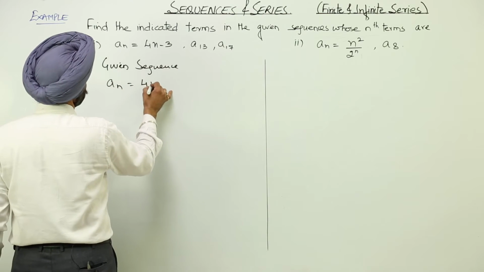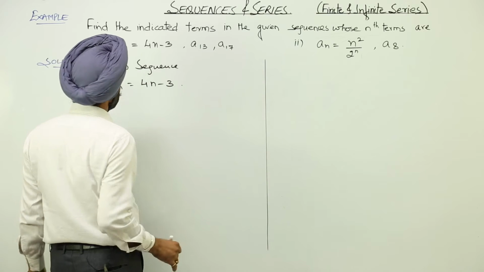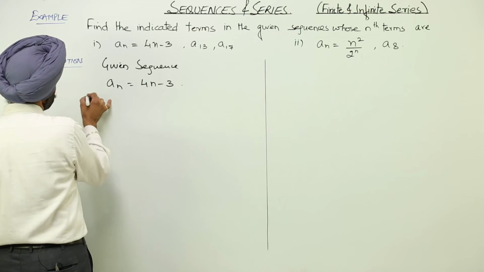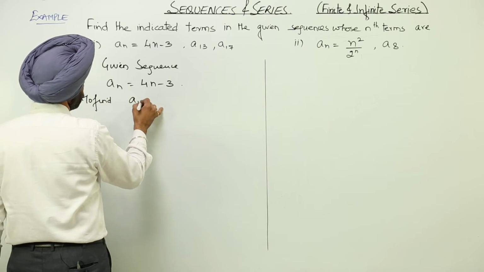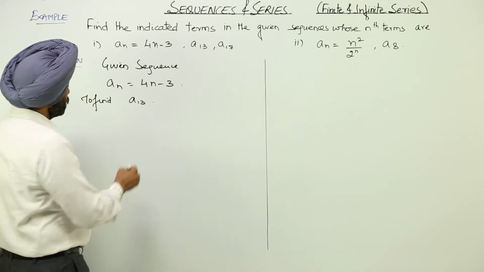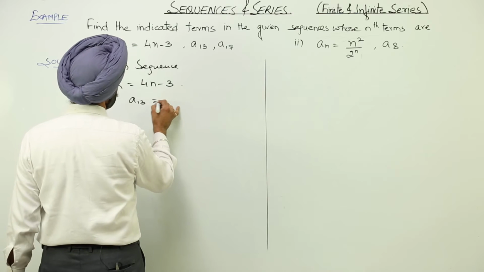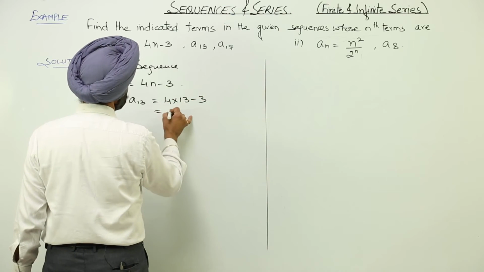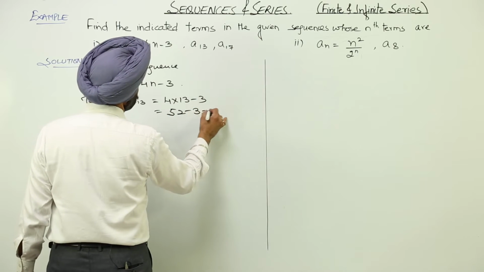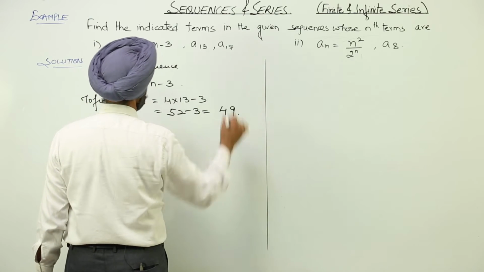So now the given sequence is an is equal to 4n minus 3. Now we have to find A13 first. Okay. So now A13 is equal to 4 times 13 minus 3. This is equal to 52 minus 3, which is 49.